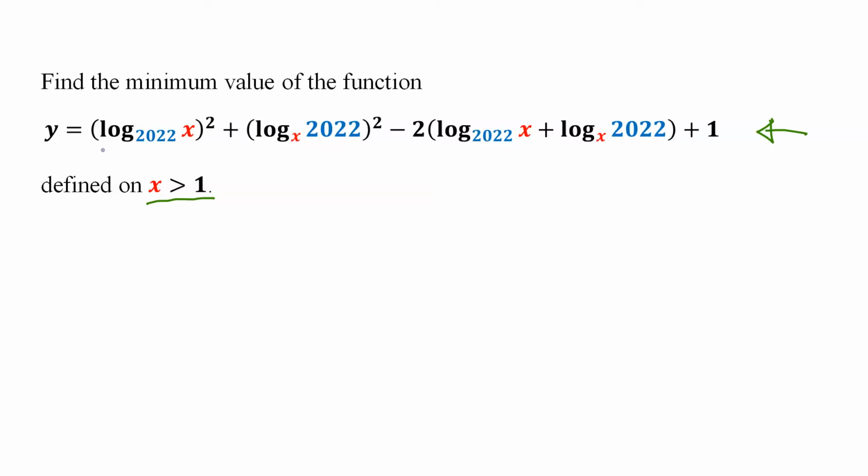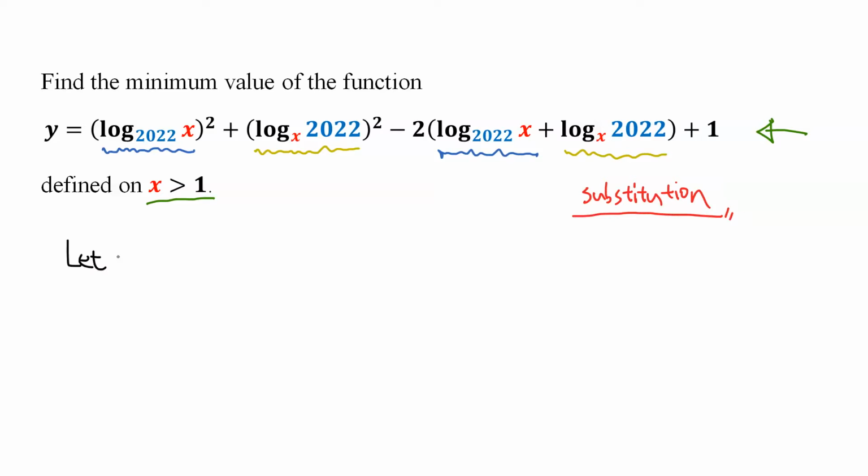First, we can notice that the function contains parts that are identical. So substitution can be a good approach here. And actually, we will make an interesting substitution right here. Here we are going to let log base 2022 of x plus log base x of 2022 be t. Well, why do we substitute in this way?